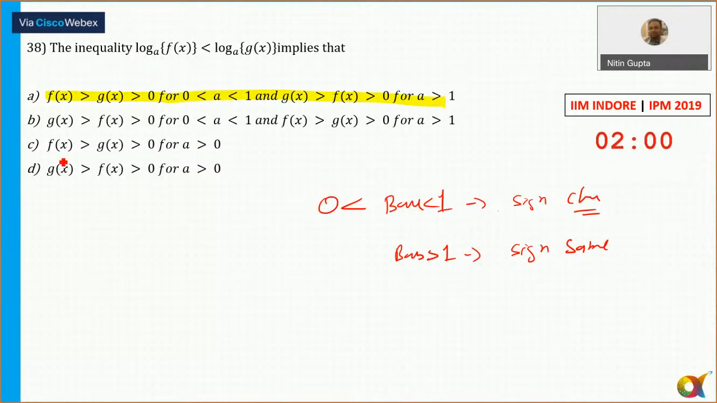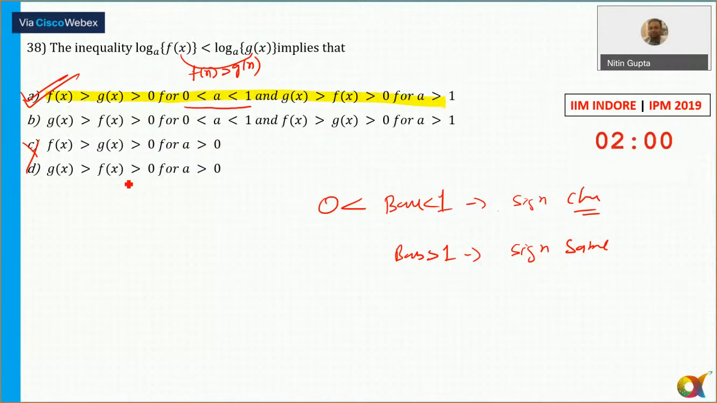So straight away I can reject two choices, option C and D. As base is just greater than 0, it doesn't mean it has to be 0. So I'll say base is lying in the range 0 to 1. Then in that case, the sign will be changed here. So here you can see base is lying in the range 0 to 1. So which means f of x and g of x, which one is greater? f of x. It has to be only option A. So that's why the correct answer is option number A.